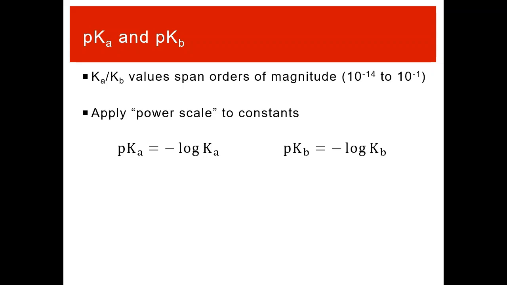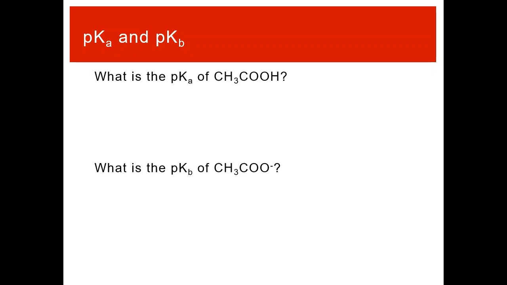P means power, and it literally implies that we're doing the negative log of whatever's after the P. So it's called an operator, where you act on something as an input, kind of like a function that takes in a variable, Ka in this case, and you take the negative log of it. And so you can take Kas and Kbs, take the negative log of them, and turn them into pKa and pKb values. So let's look at some examples.